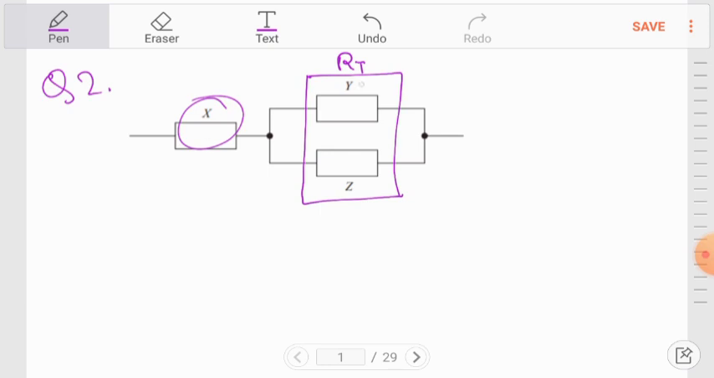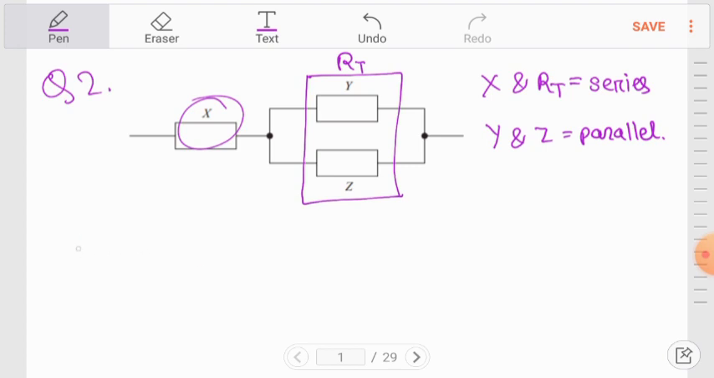So X and RT are connected in series. Let me write it down at the side. X and R subscript T are connected in a series circuit, and RT, that is Y and Z, are connected in parallel. Now there are different calculations to find the total resistance for parallel and series circuits. So let us start with the series circuit. In order to find the total resistance in a series circuit, you just need to add up the different resistances.